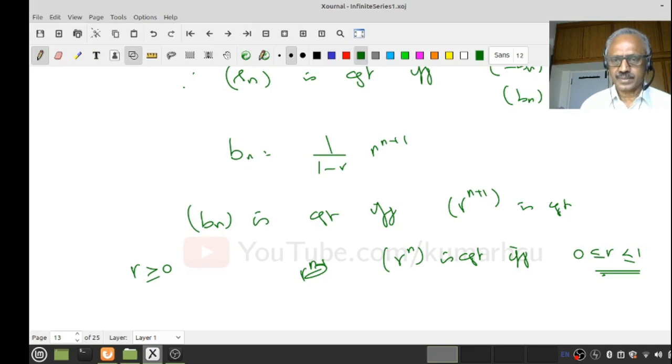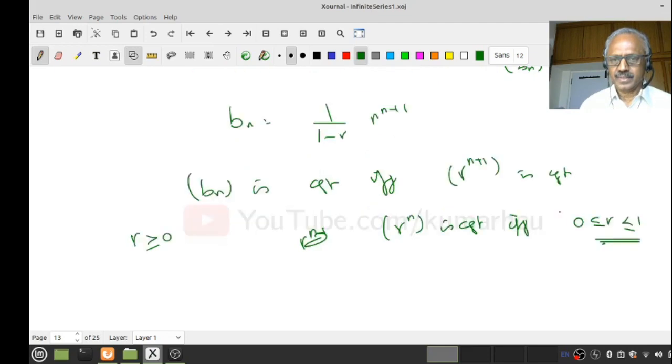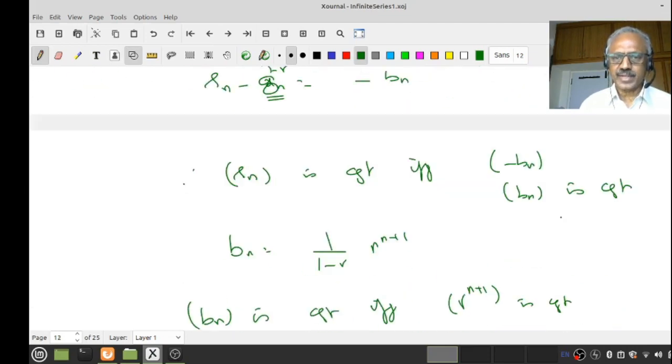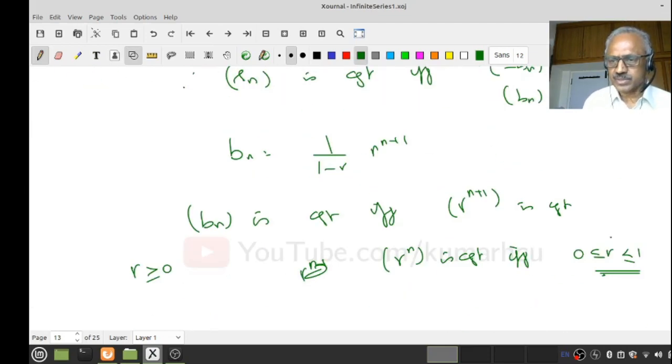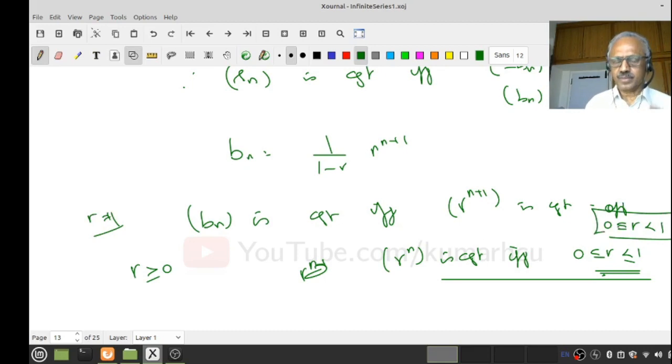Is that clear? Right. Now remember, we are assuming my r is not equal to 1, therefore I can as well assume this is convergent. This is a correct statement. But remember my r is not equal to 1, therefore this is convergent simply means if and only if 0 is less than or equal to r, less than 1. Are you convinced?